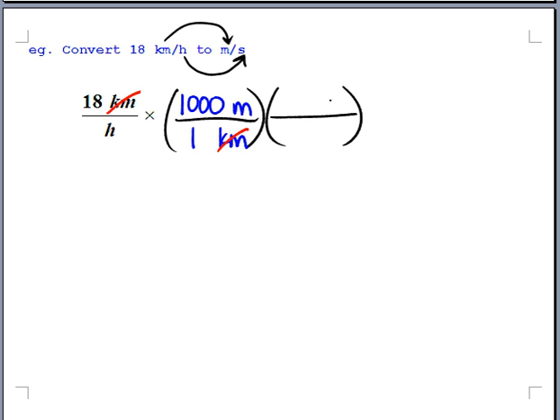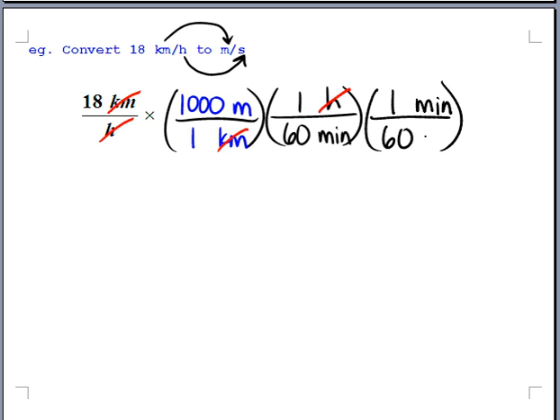So hours on the bottom means my next fraction is going to have hours on the top. We know that 1 hour is equal to 60 minutes. And that works great because hours on the top cancel with hours on the bottom. But we don't want to stop there because that would leave us with meters per minute, which is kind of weird. So let's do one more conversion. Minutes on the bottom means we're going to want to cancel with minutes on the top. And we know that 1 minute is 60 seconds. Minutes will cancel out. And if you look, we're left with meters on top of seconds, which is exactly what we want.